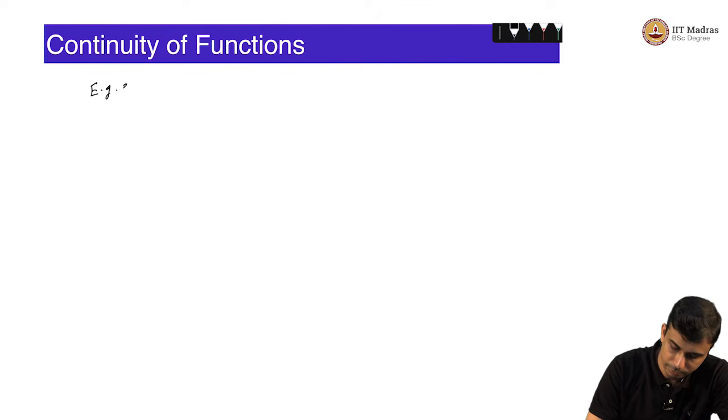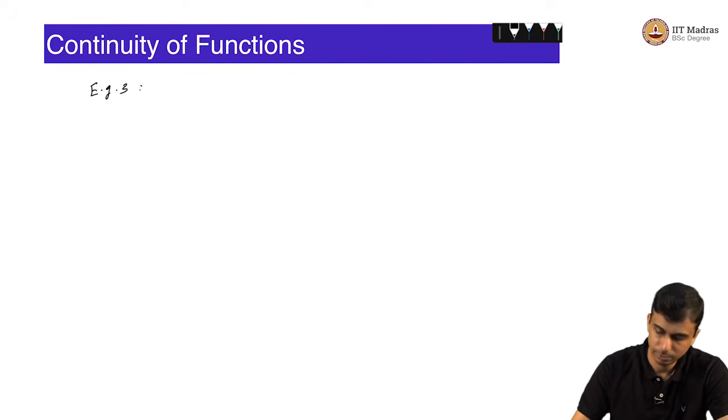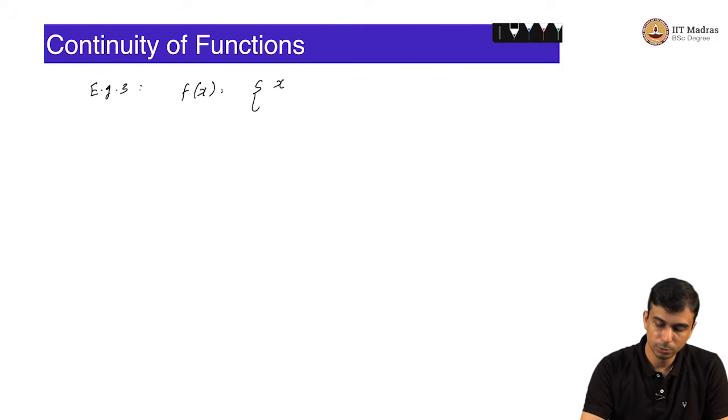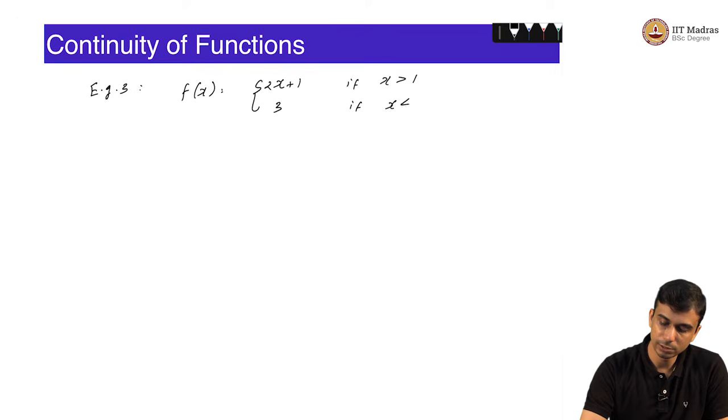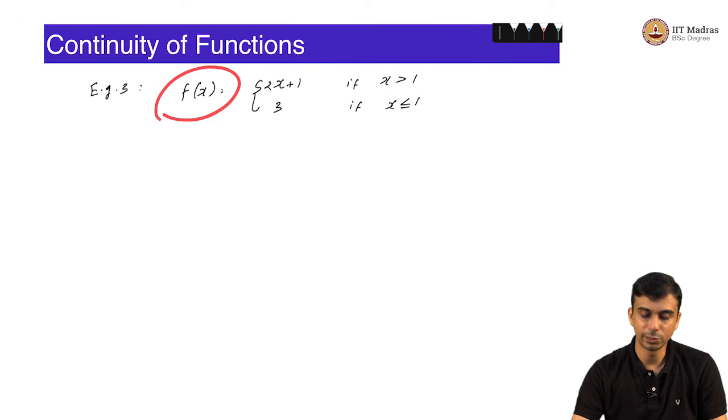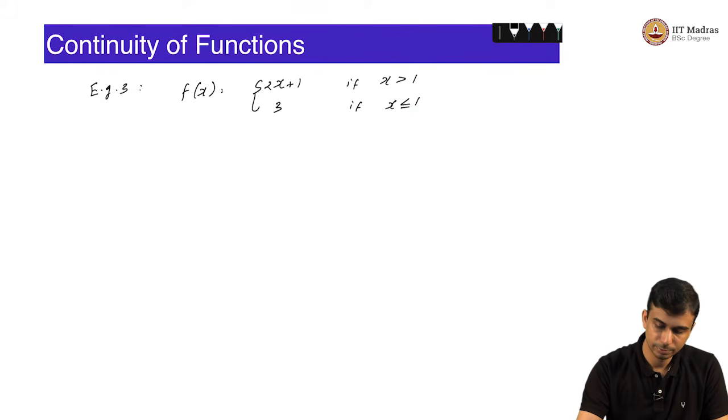Example 3: f of x is equal to 2x plus 1 if x is greater than 1 and equal to 3 if x is less than or equal to 1. This is also a valid function from R to R, and we can show that this function is in fact continuous. We have one more example.